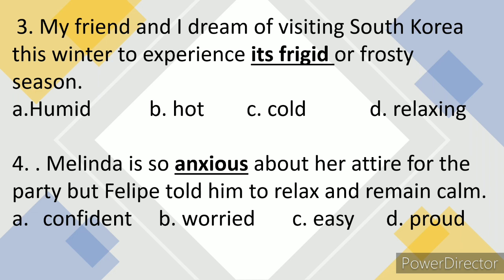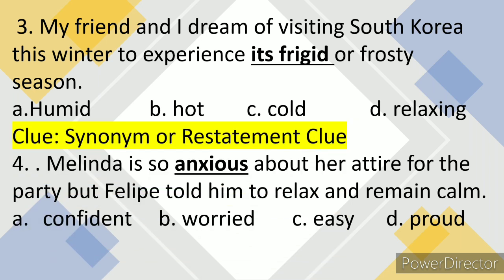What type of context clue? Synonym or restatement clue. Number 4: Melinda is so anxious about her attire for the party, but Felipe told her to relax and remain calm. The answer is anxious means worried. What type of context clue?